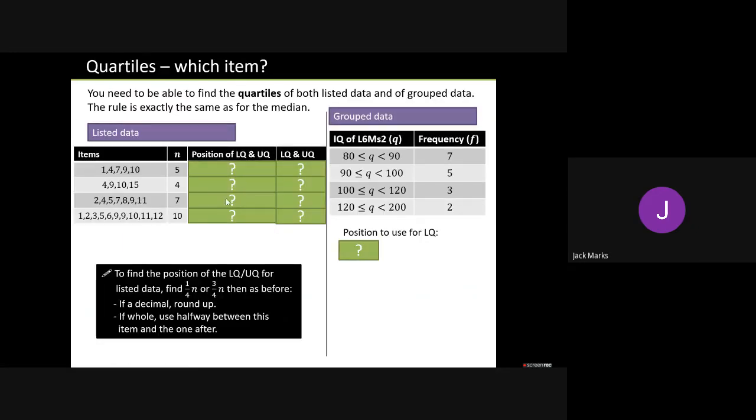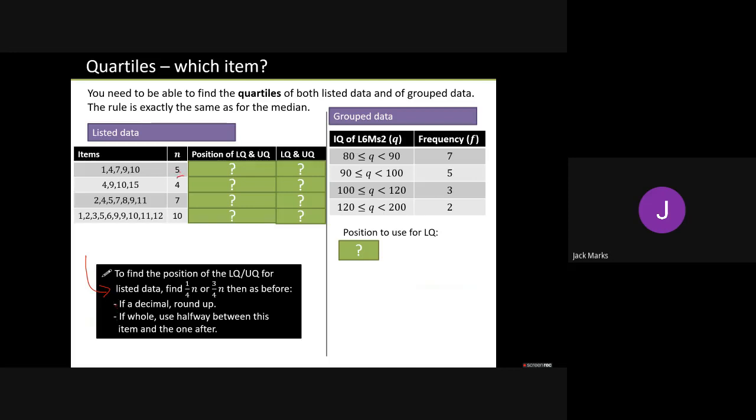So when we're talking about quartiles, grouped data is going to be very much the same. We've talked about this already. But for listed data, there is a rule which we should be using to find these quartiles. And this might differ from what you expect to see from GCSE, so you should make a note of this. To find the lower or upper quartile, we find a quarter n or 3/4 n. And then depending on the answer, we have two different options.